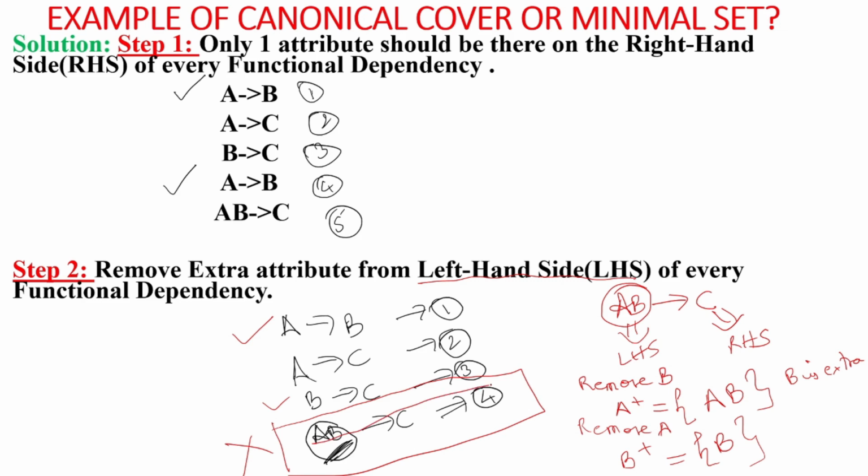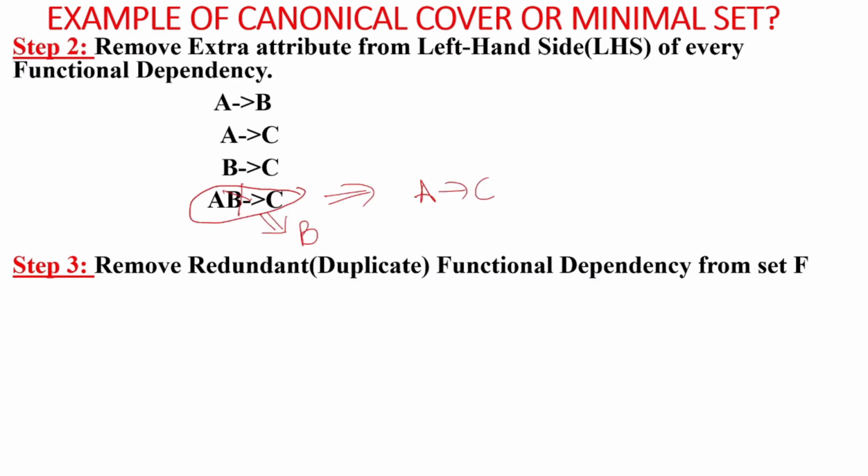If we remove this functional dependency, the new functional dependency will be A tends to C, because we have removed B from FD number 4. Now in step 3 we have to remove duplicate functional dependencies only, not an attribute. We have to remove the entire functional dependency if it is a duplicate.